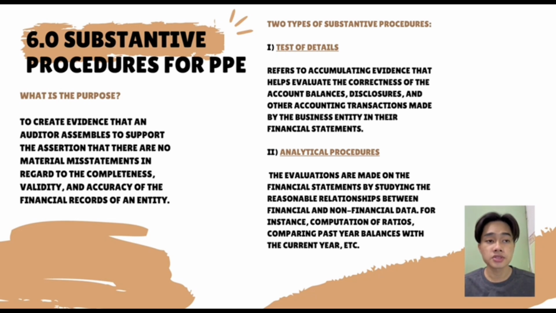There are two types of substantive procedures. The first one is test of details, which refers to accumulating evidence that helps evaluate the correctness of the account balances, disclosures and other accounting transactions made by the business entity in the financial statement. And then the second one is analytical procedures, in which the evaluations are made on the financial statements by studying the reasonable relationship between financial and non-financial data. For instance, computation of ratios comparing past year's balances with the current year.